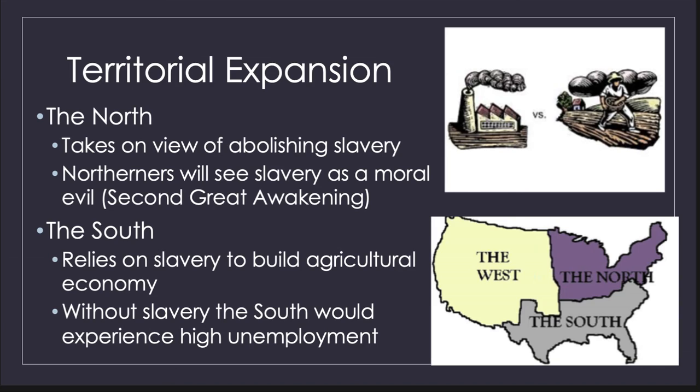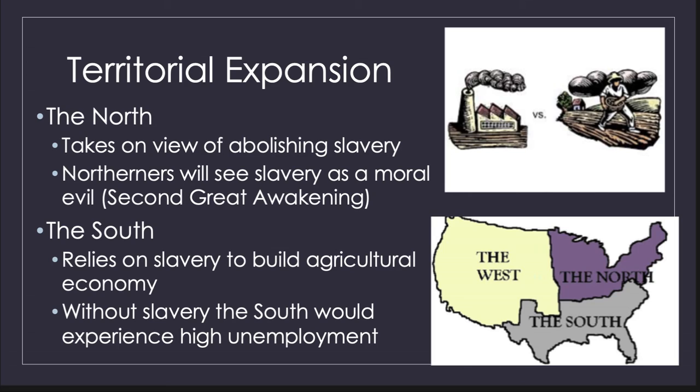The South is going to rely on slavery for their economy. Remember, if you start a business, the most expensive piece that you will have is labor. And slavery was free labor. So the South was making pure profit. And they are going to rely on that to keep building their economy. And without it, they don't know how to survive.